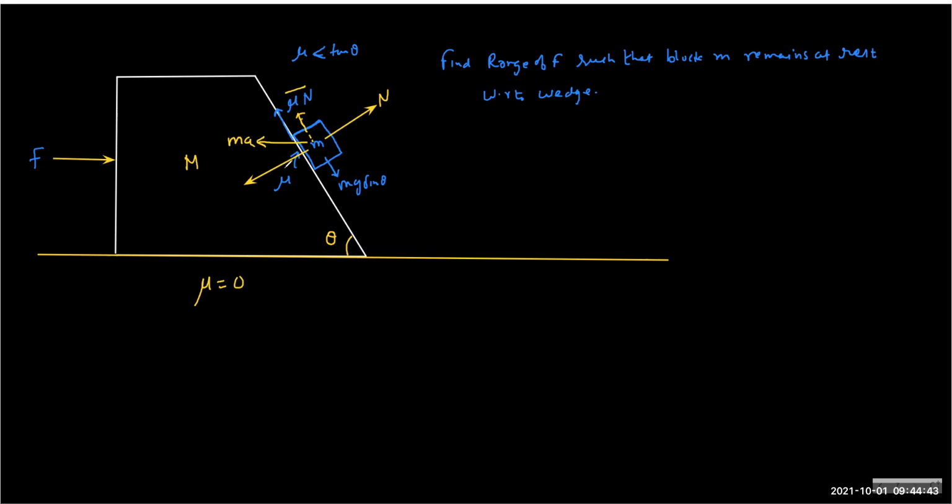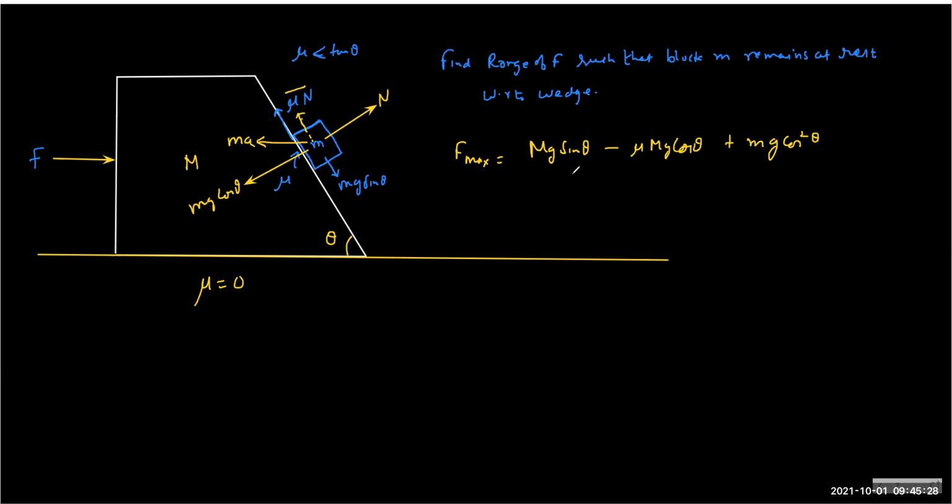Yes, tell me what you got. So I got for the maximum value of F. Okay, let's see. So we are saying F minimum or F maximum. F max. How much? Capital MG sin theta minus mu capital MG cos theta, plus small mg cos square theta. Like this. Yes.